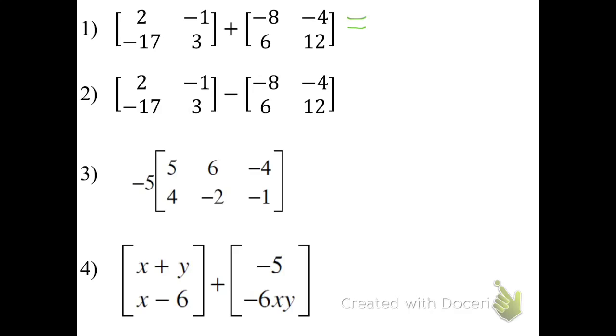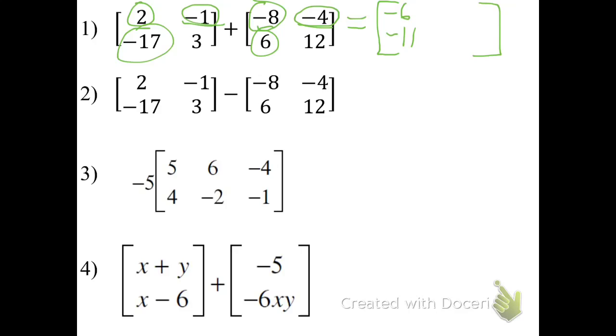This first one, remember when you're adding matrices, you add corresponding entries. So the 2 and the -8 will be added together. And let's get our matrix going over here. 2 plus -8 is -6. The -17 and the 6 will add together to get -11. The -1 and the -4 add to get -5. The 3 and the 12 add to get you 15.